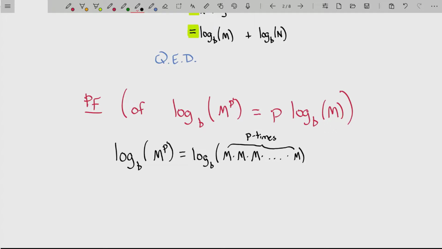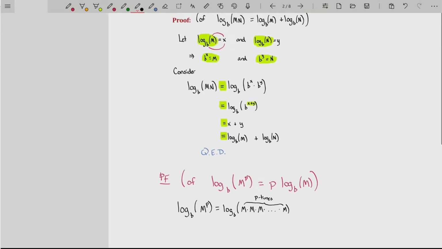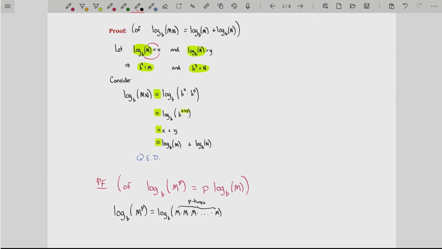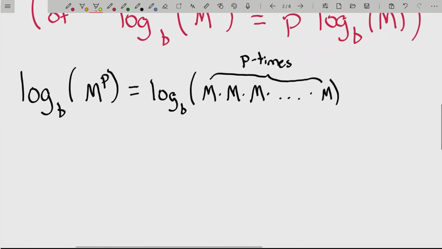However, we just proved something. We proved that if we have the log base b of the product of two objects, you could split that apart into the log base b of the first plus the log base b of the second. So that's what I'm going to do here. I'm going to take this log base b of m times a bunch of other m's, and I'm going to break it into log base b of m.